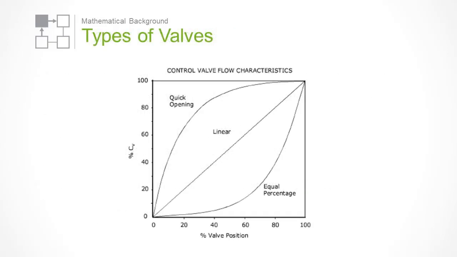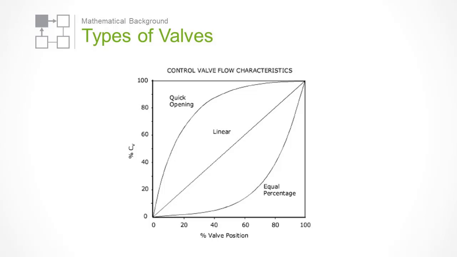There are various types of valves: linear, quick opening, and equal percentage. These correspond to how the flow rate through the valve changes as a function of valve percent opening. A linear valve has linear characteristics. In other words, the flow is directly proportional to the valve percent opening.